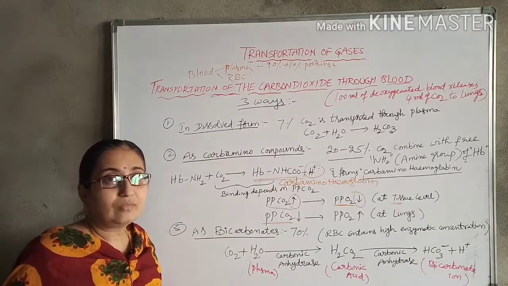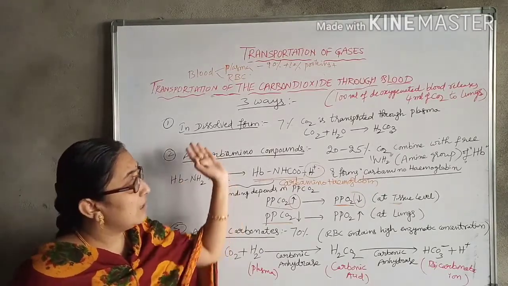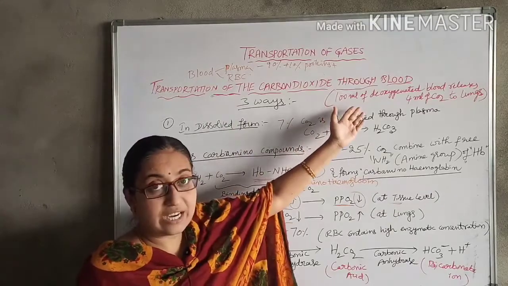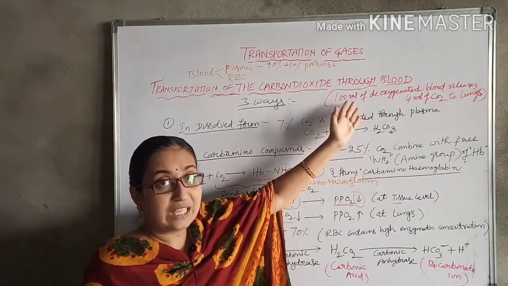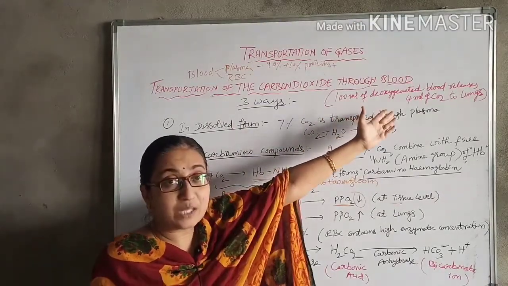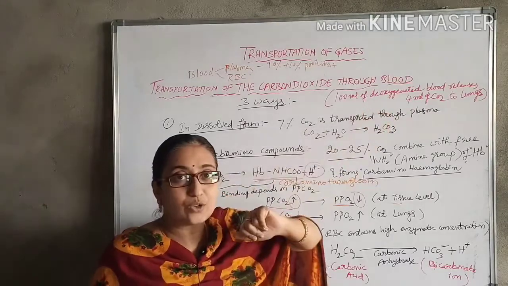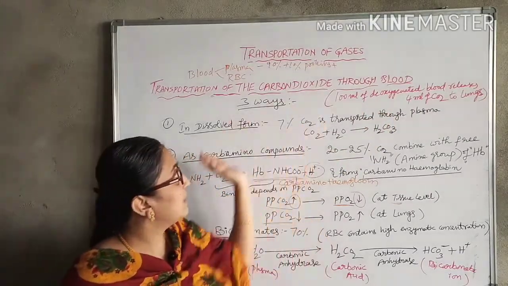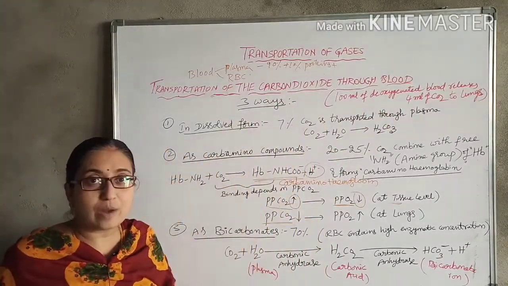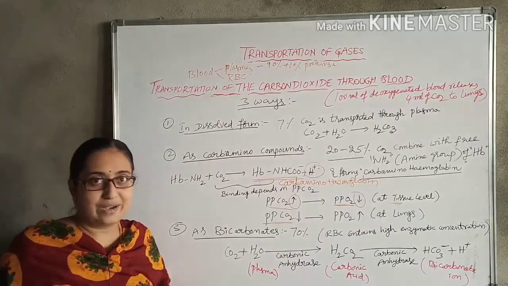Nearly 100 ml of deoxygenated blood, that is the impure blood, will transport 4 ml of carbon dioxide to the lungs. So this is about the transportation of carbon dioxide through the blood.